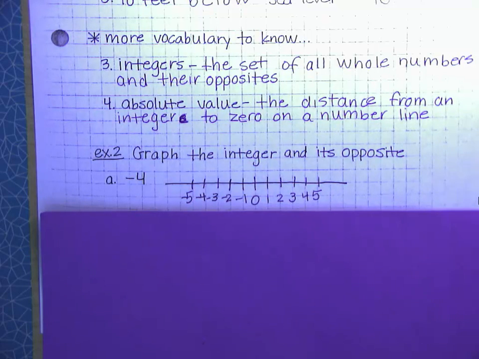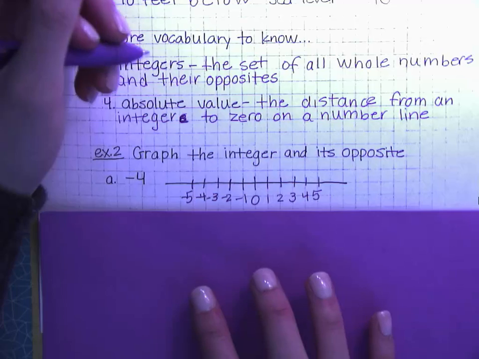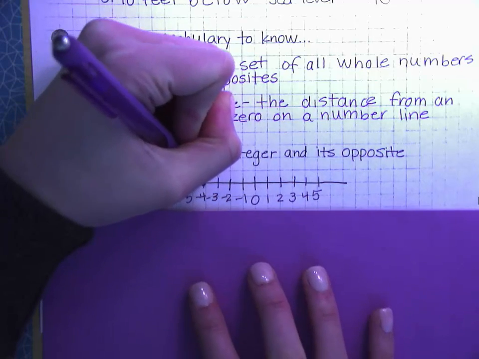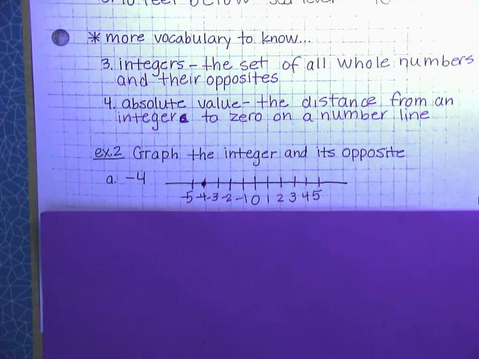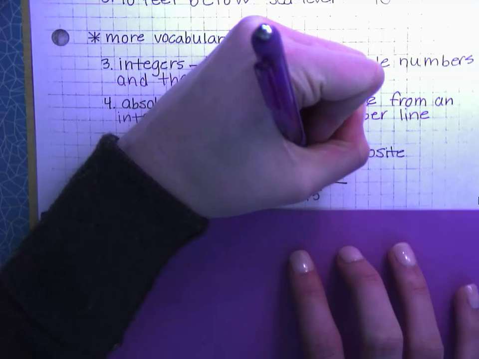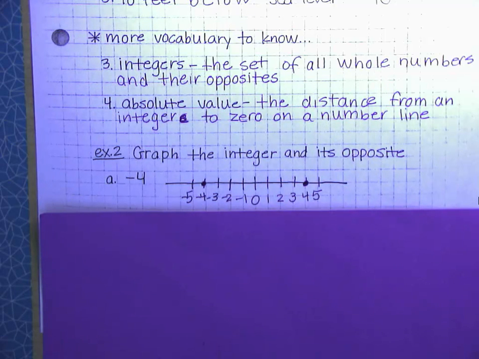Okay, so if I were to graph -4 on the number line, where would I put it? On the -4. Now what about the opposite of -4? What would that be? That would be +4. Okay? So we've got -4 and +4. That's what they would look like on the number line.